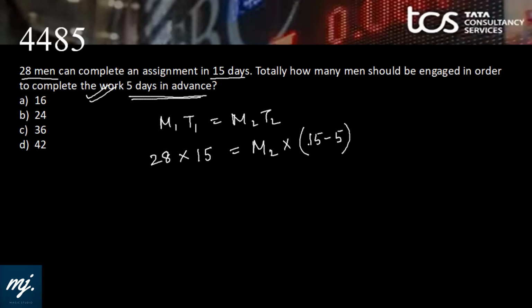Only in 10 days. So this is 10, 5, 2, 5, 3, 2, this is 14. That means M2 is 14 into 3, that is 42. We require 42 men if we want to complete the same work in 10 days, given that the efficiency of all the men is the same. Obviously that is always the underlying assumption. Option D is the answer.